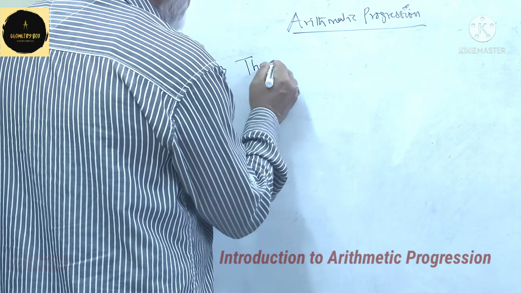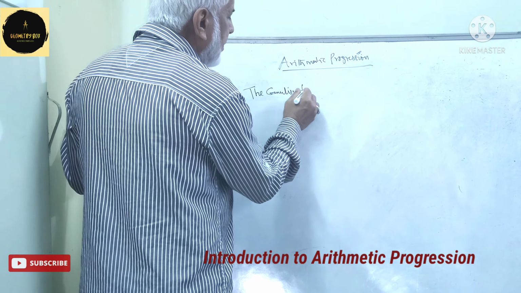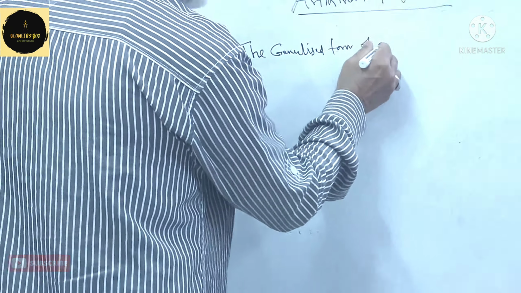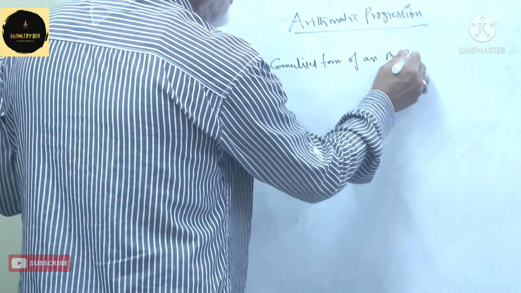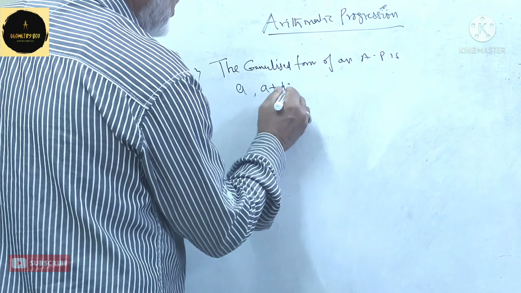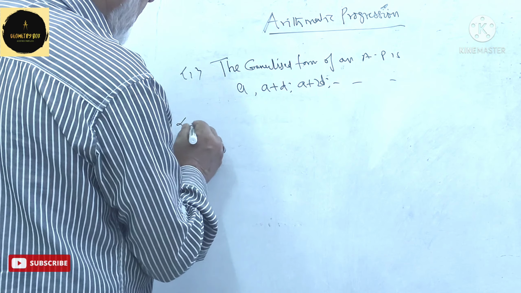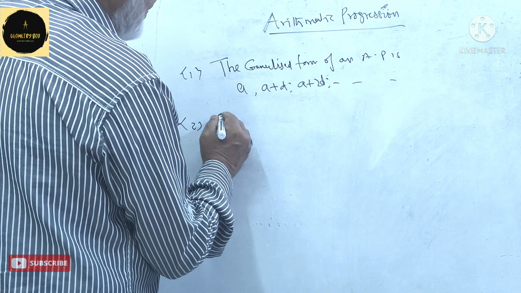Number one, the generalized form of an AP is a, a plus d, a plus 2d, and so on.